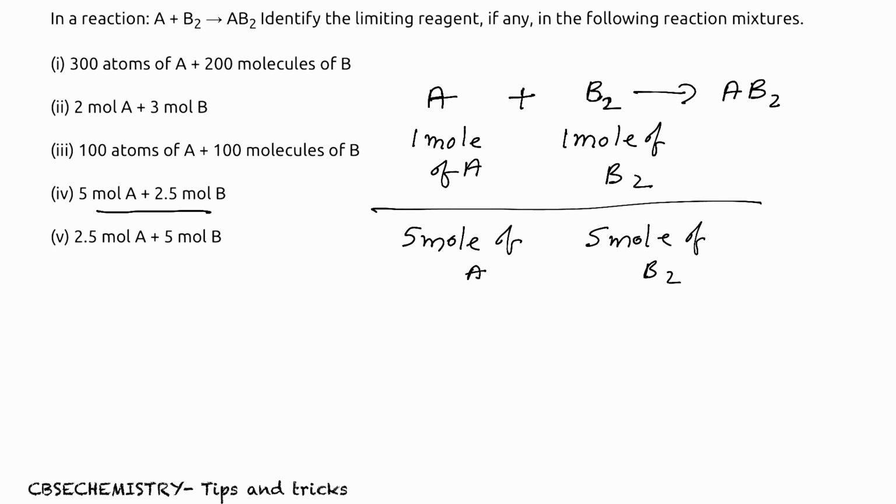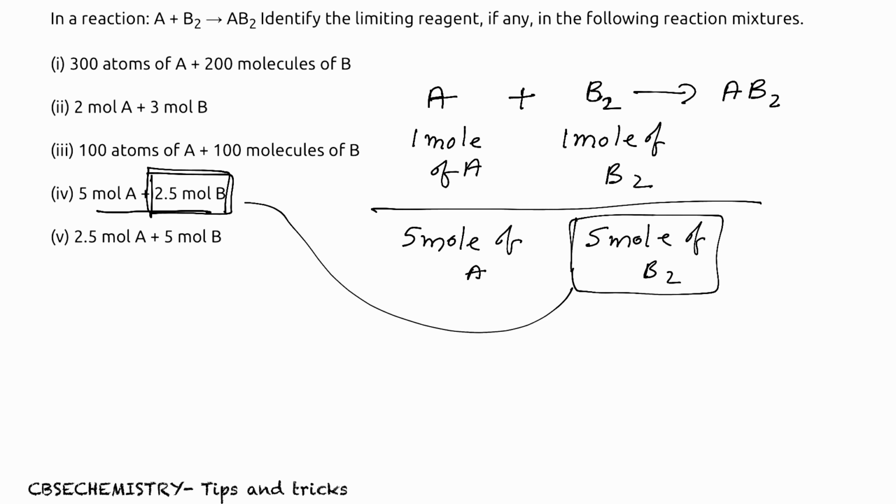But how much we have? Just 2.5, right? So the requirement is 5 moles of B2, but we just have 2.5, correct? So the available moles are lesser than the required moles, so that is the limiting reagent. Which one? B2. See, for B2 the requirement is 5 moles, but we have just 2.5 moles. So that is the limiting reagent. Hope all of you understand.